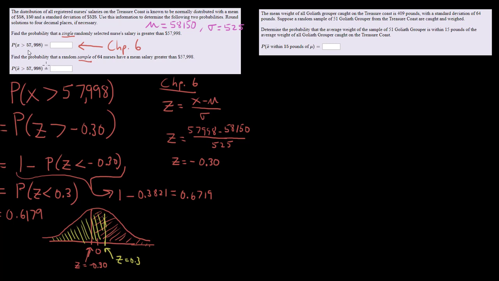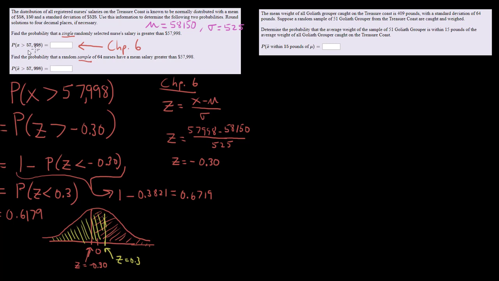Now, where we move into Chapter 7 is when we start talking about a sample. So the second question says, find the probability that a random sample of 64 nurses has a mean salary greater than $57,998. Now, where things change, I'll do a little bit of erasing and show how it's basically the same steps.